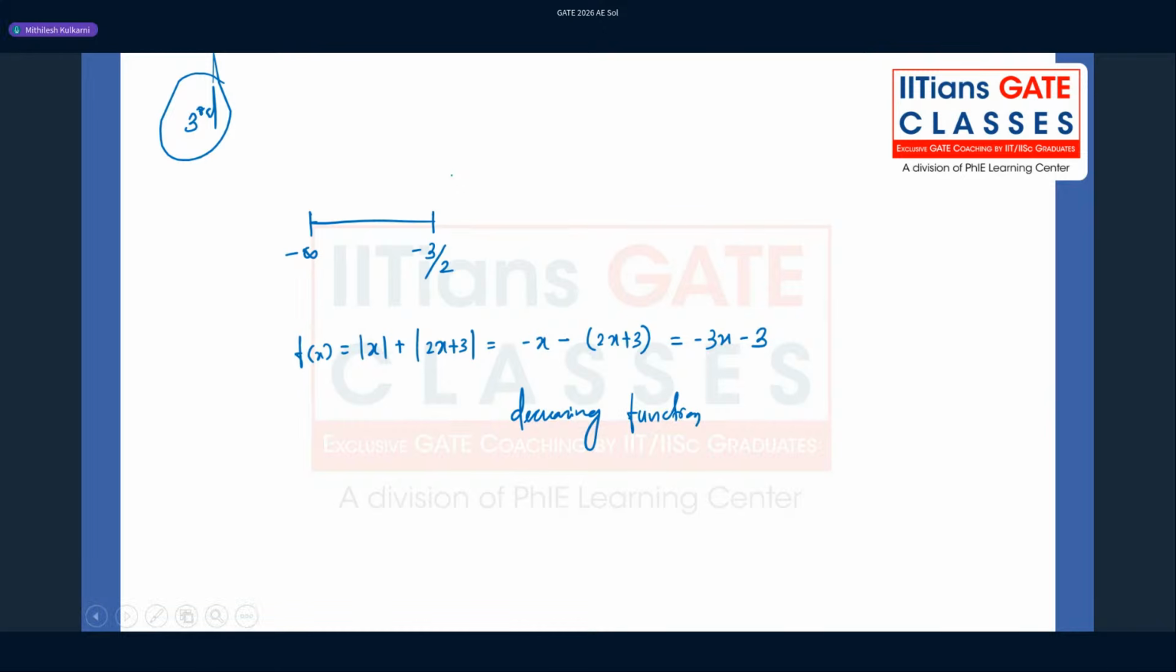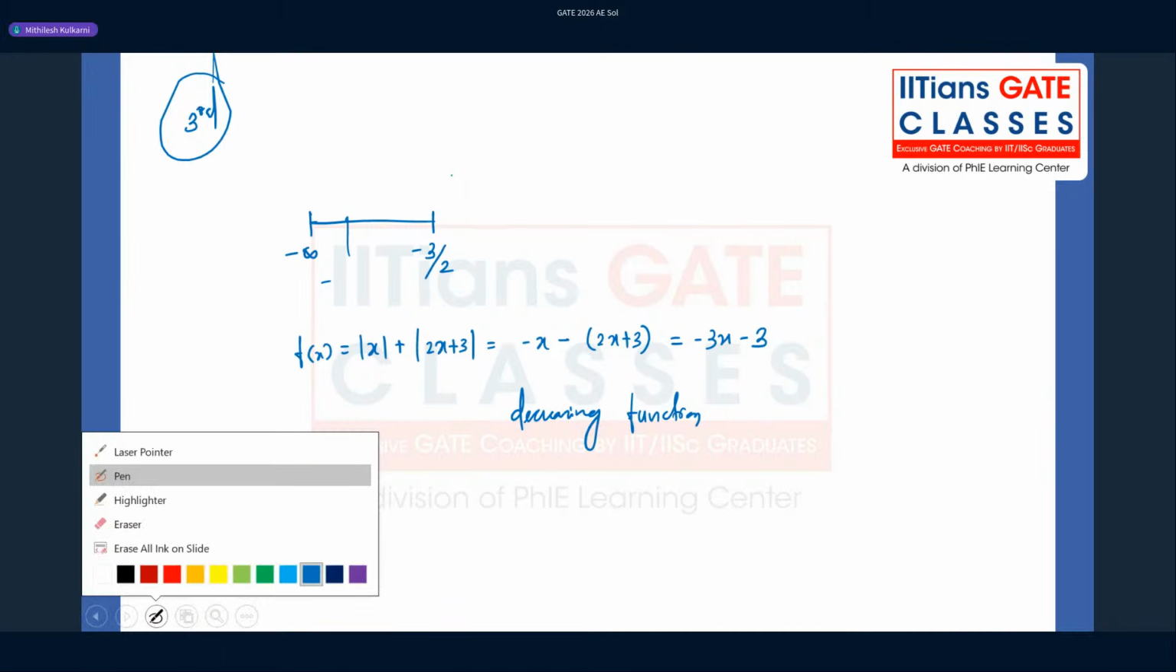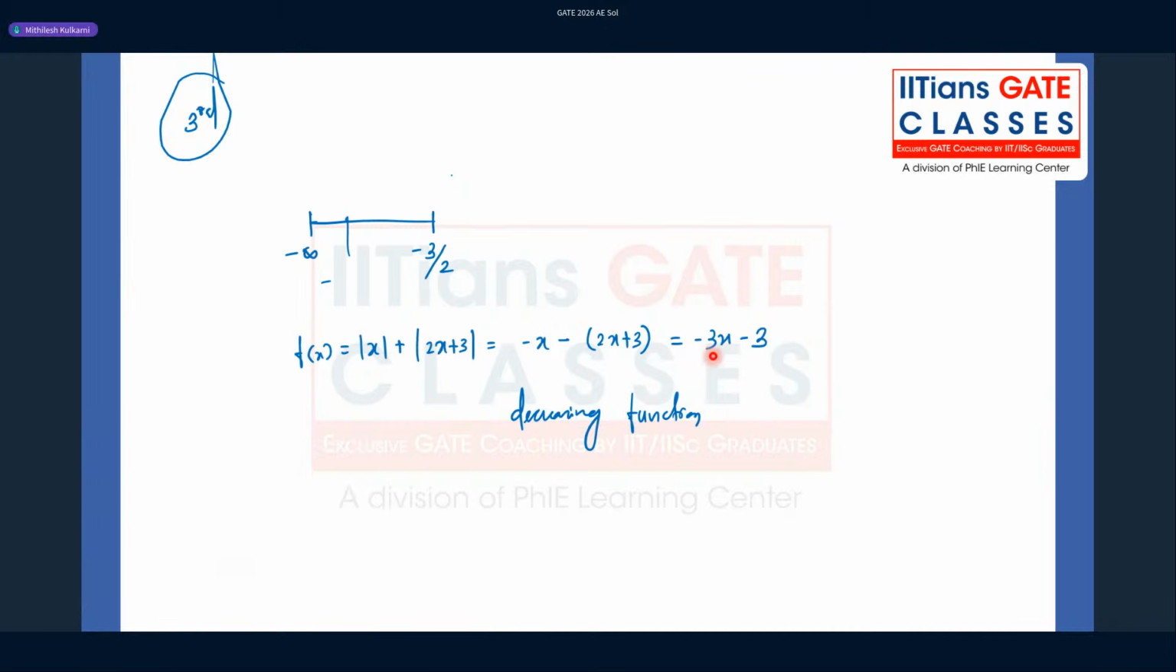Decreasing function means you will have the maximum value here and it will go on reducing like this. Let's try with some bigger value, minus 100. If you put minus 100, what will happen? Minus 3 into minus 100 is plus 300. Plus 300 minus 3 is 297. Put minus 200. Minus 200 into minus 3 is 600, minus 3 is 597. So as you go to the left-hand side, the function is increasing. So from minus infinity to minus 3 by 2 the function is decreasing. Hence you will have the minimum value at x is equal to minus 3 by 2.